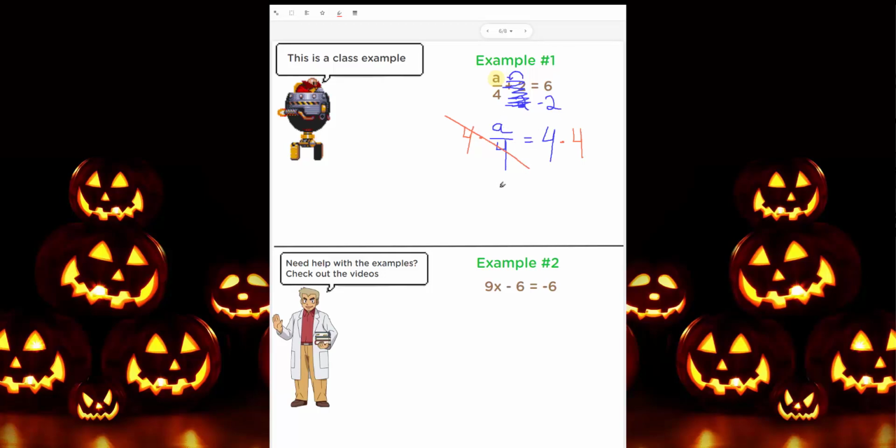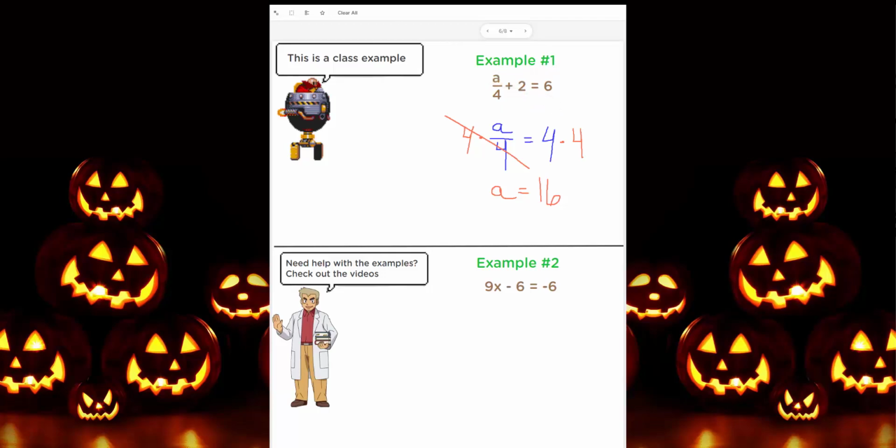Okay? So now on the left-hand side, all we have left is a equals 4 times 4, which is 16. Okay, and now we know that the variable a is equal to 16. And it was equal to 16 this whole time. Well, how do we know that that's the correct answer?